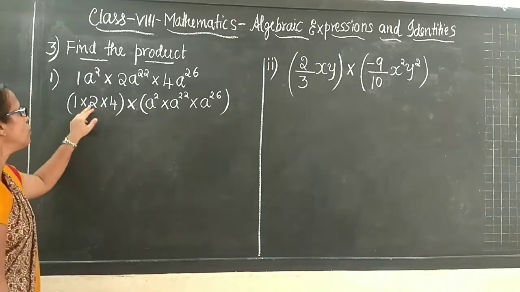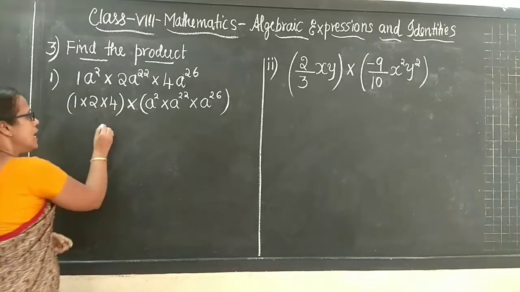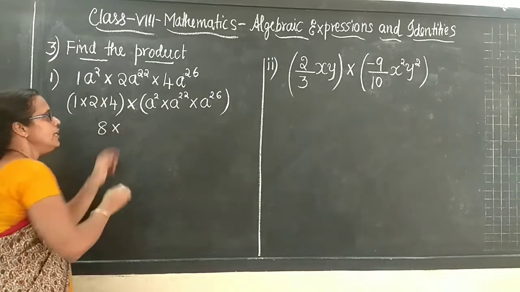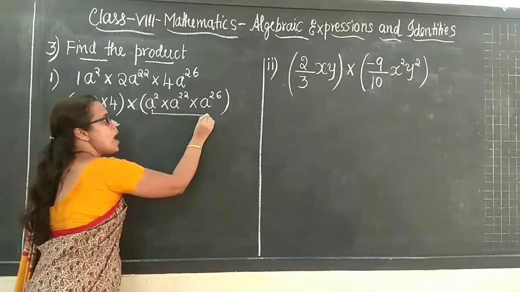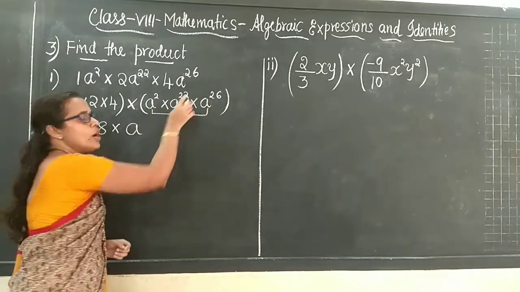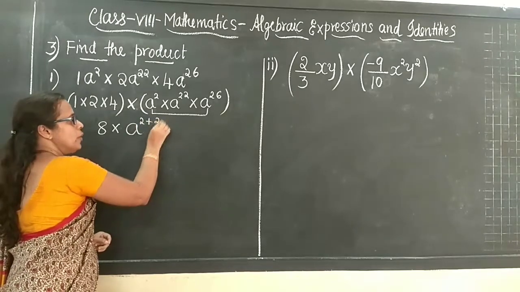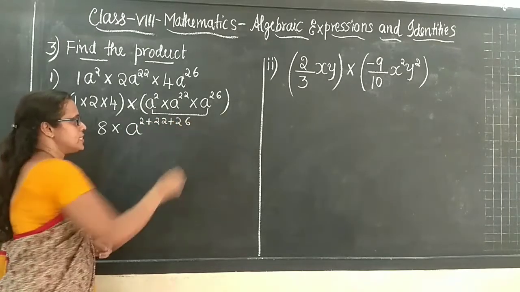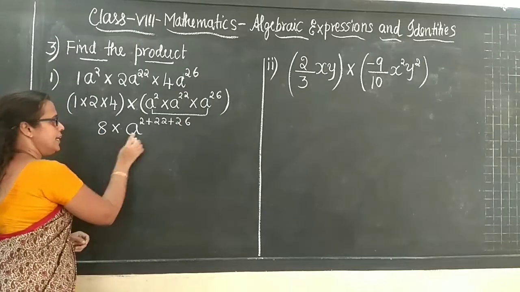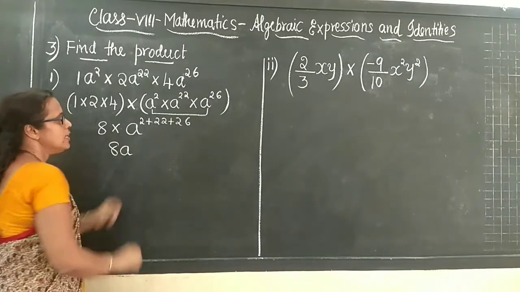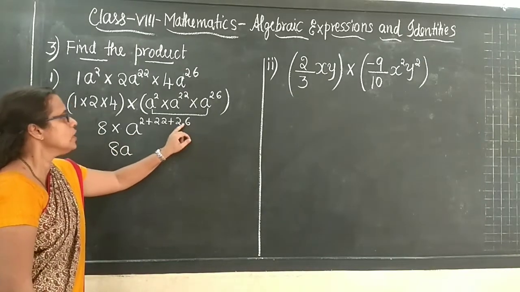Multiply, children. 4 twos are 8, 8 ones are 8. Okay, so then a: when the bases are the same, you have to add the powers in the case of multiplication. So 2 plus 22 plus 26. Can we add now, children? 8 into a, 8a. So add the numbers, children.